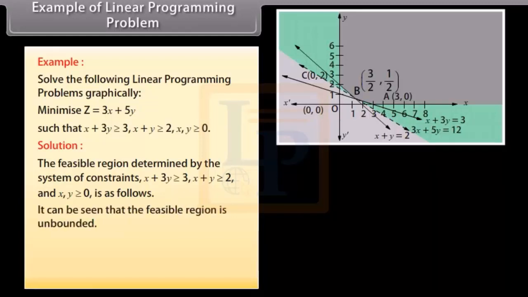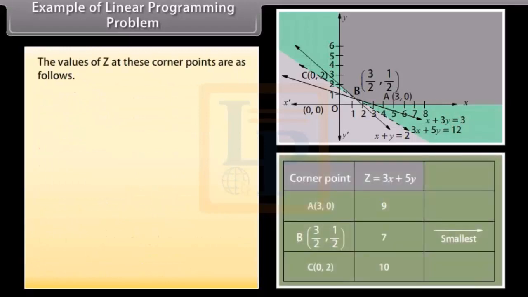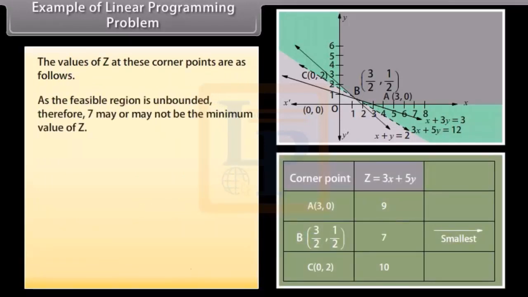It can be seen that the feasible region is unbounded. The corner points of the feasible region are A(3,0), B(3/2, 1/2), and C(0,2). The values of z at these corner points are as follows. As the feasible region is unbounded, 7 may or may not be the minimum value of z.